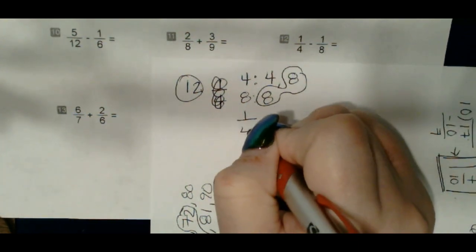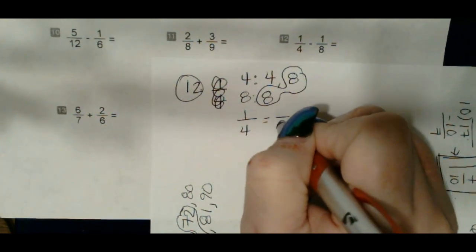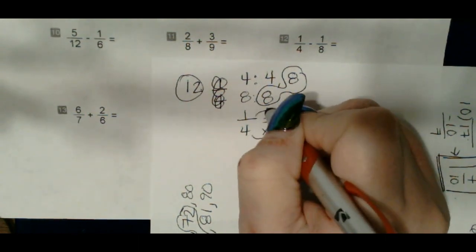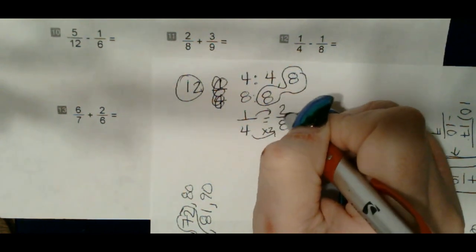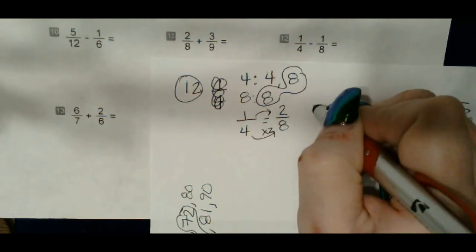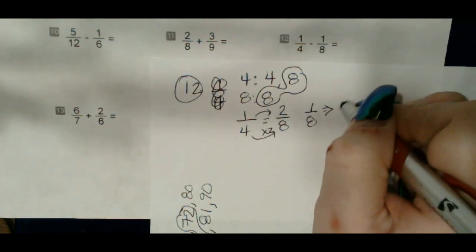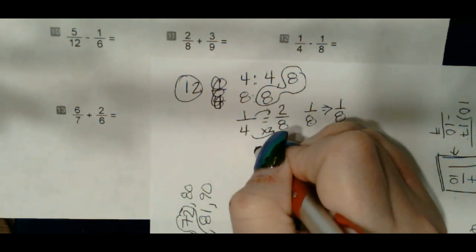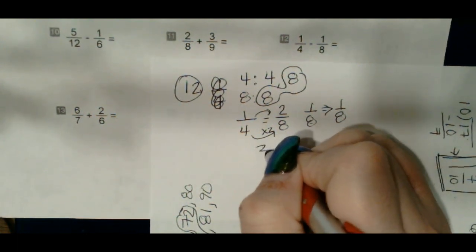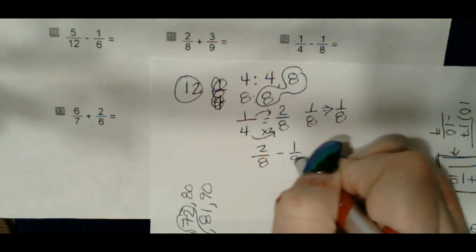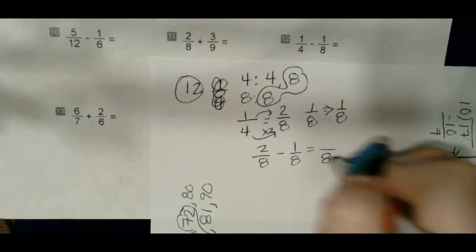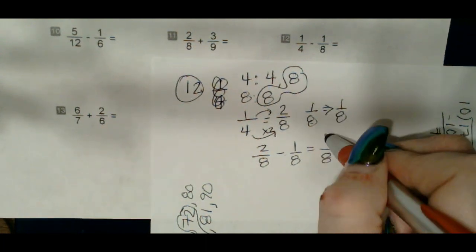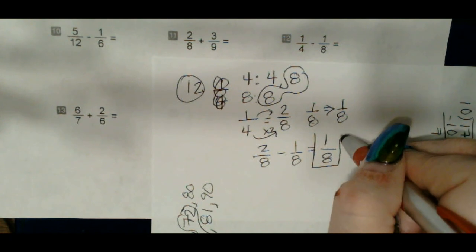So rewrite your fractions. 1/4. 4 times 2 gives me 8. So whatever I do on the bottom, I have to do on top. So 1 times 2 would be 2. For 1/8, that's just going to remain 1/8 because the denominator is already the LCD. So let's rewrite it: 2/8 minus 1/8. Our denominator is going to be 8, or an eighth. So our numerator, 2 minus 1 is 1. So that one was fairly easy, I believe.